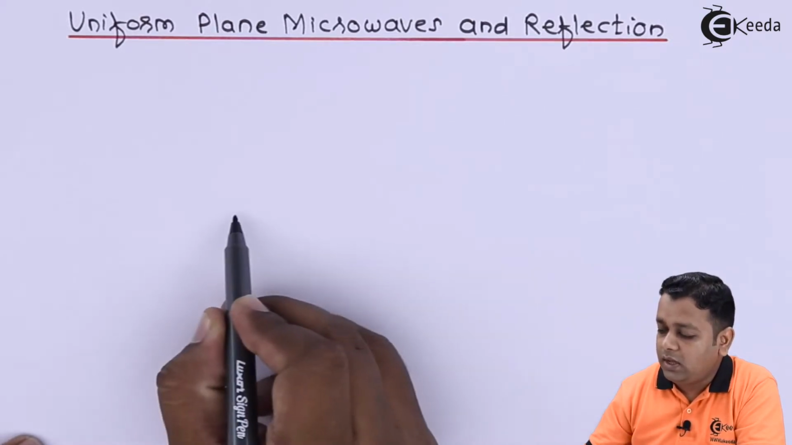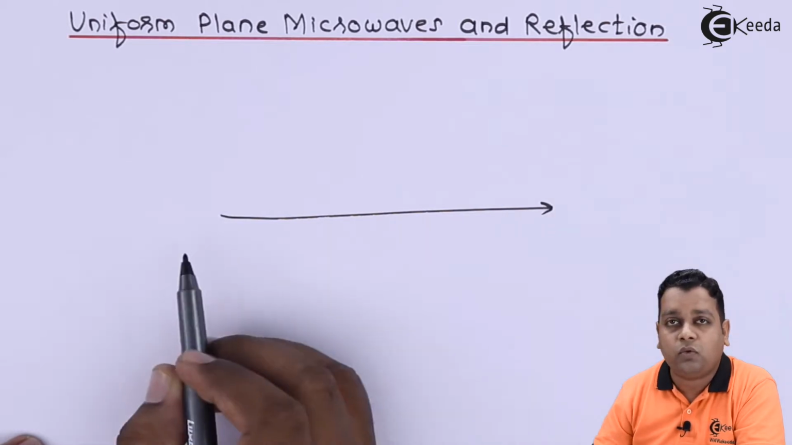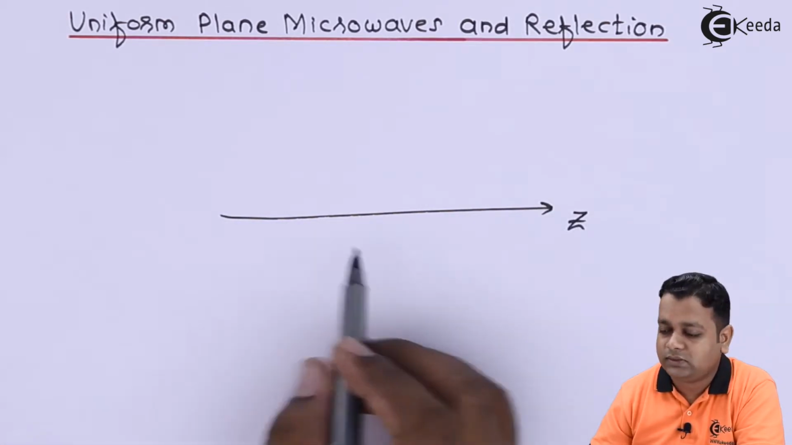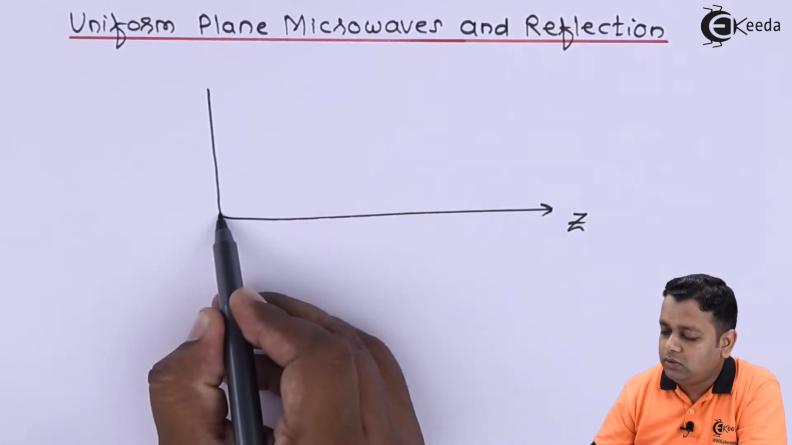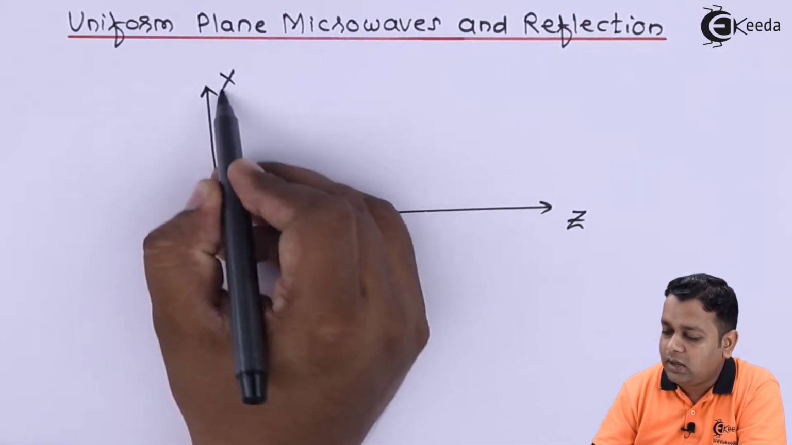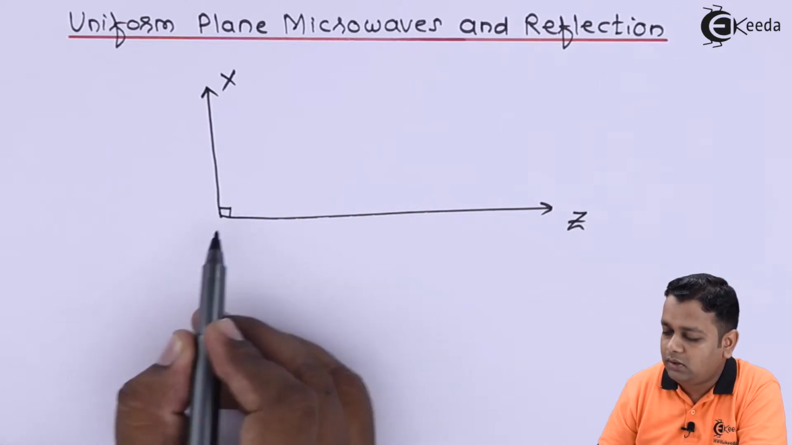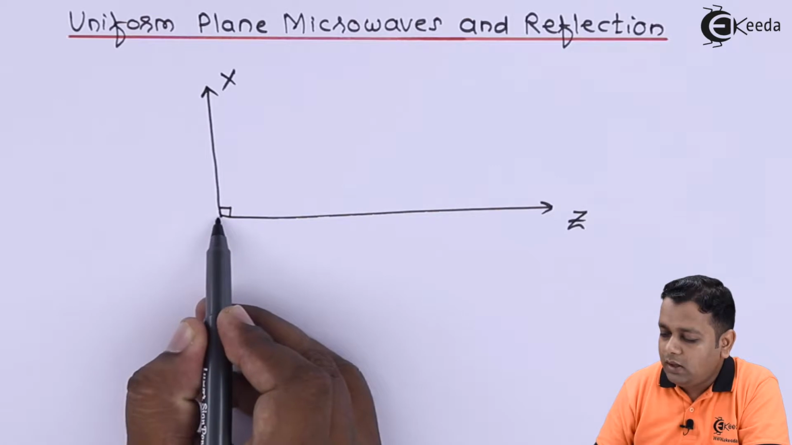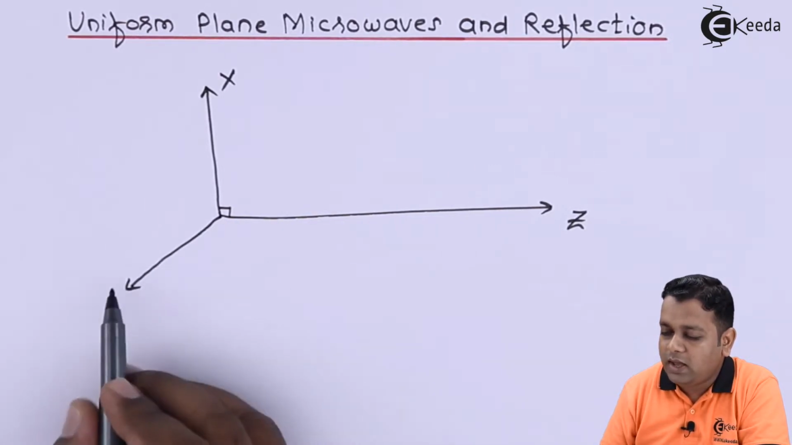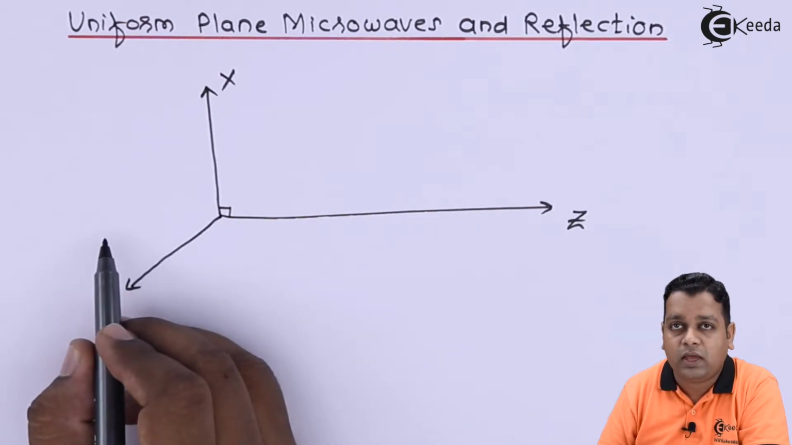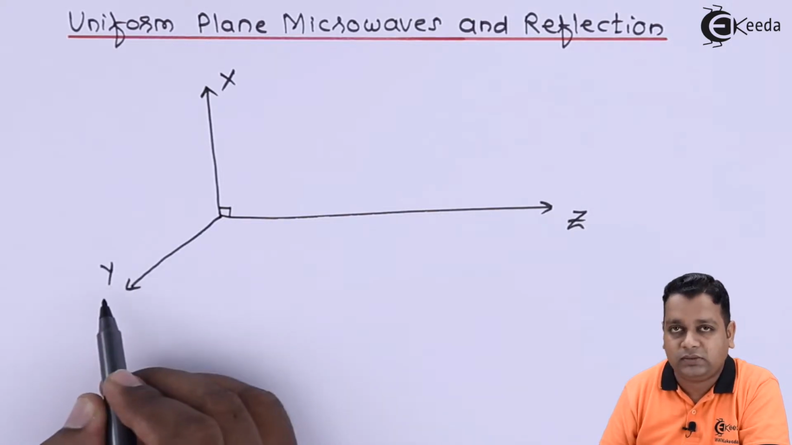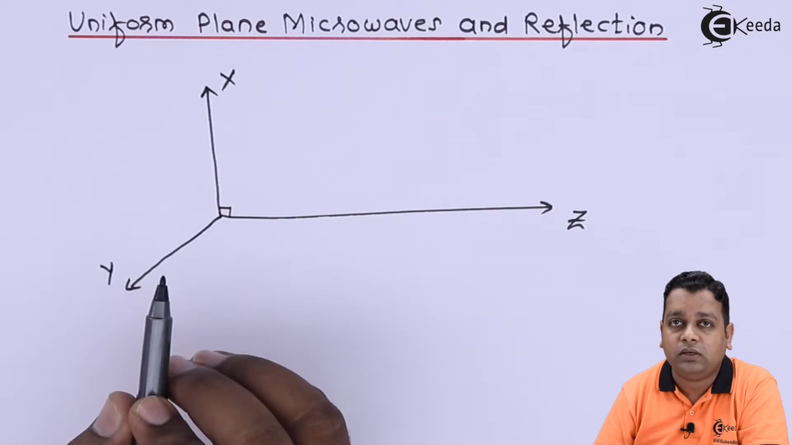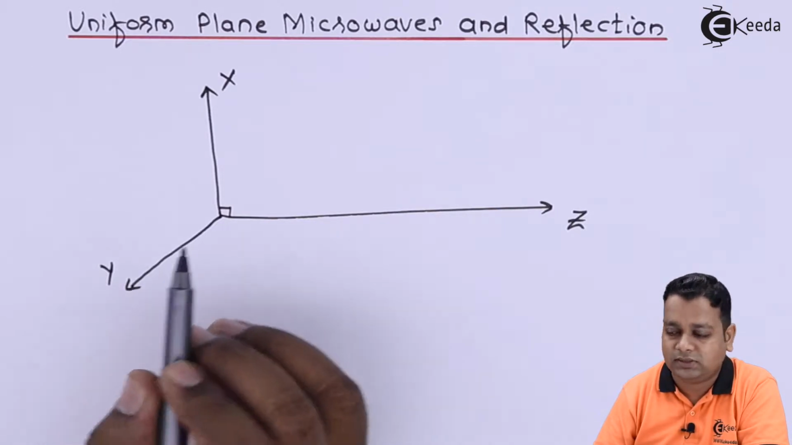So here we take the help of a rectangular coordinate axis. Let us say this is the positive z axis. To the positive z axis, here is the x axis perpendicular to it at the intersection point, that is the origin. And at the origin we have the third axis, perpendicular to both x and z, that is the y axis. So here we consider that the electric wave has variations along the x-axis.